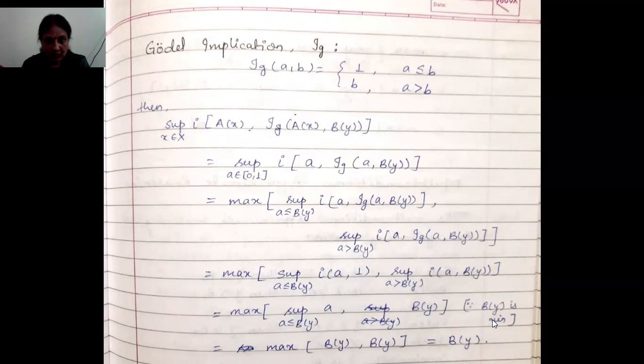Because it is written that y is the minimum, of A and y the smaller one is y. So this is equal to maximum. This will be the supremum of all those A which are less than or equal to y, so the supremum answer will be y, and this is again y. The maximum of y and y will be y. So the right side of equation 1 becomes equal to y. That means the Gödel implication satisfies equation 1.